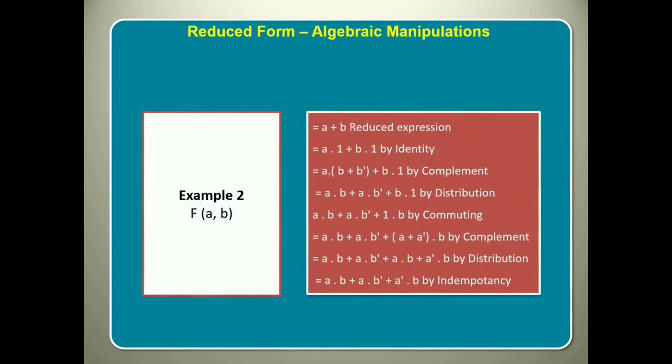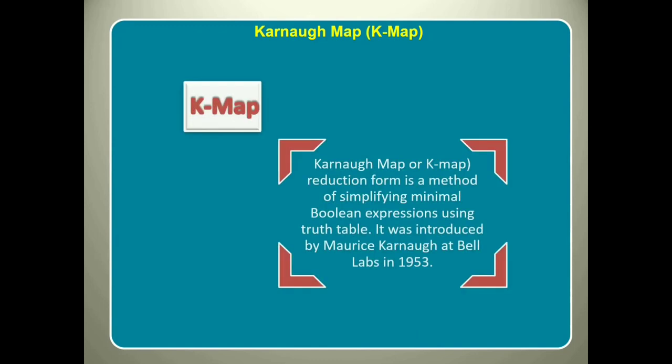Here is another example that shows reducing expressions using the algebraic manipulations method. Here is an example that illustrates how to convert reduced form to canonical form. The next method of reduced or simplification form is Karnaugh Map, K-Map. K-Map reduction form is a method of simplifying minimal Boolean expressions using a truth table.